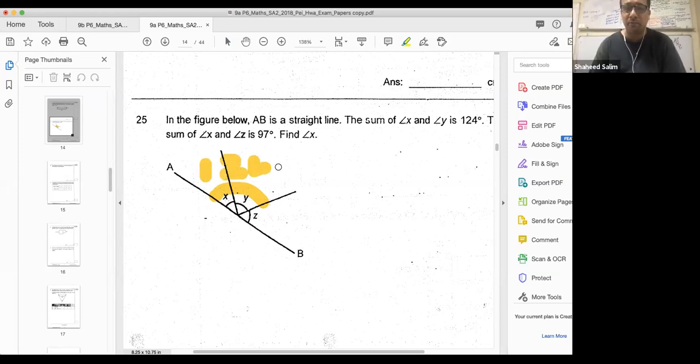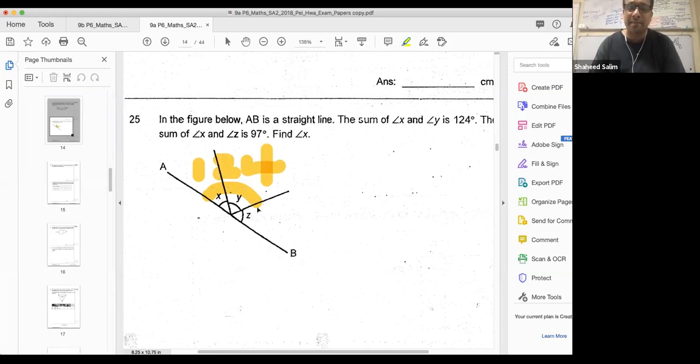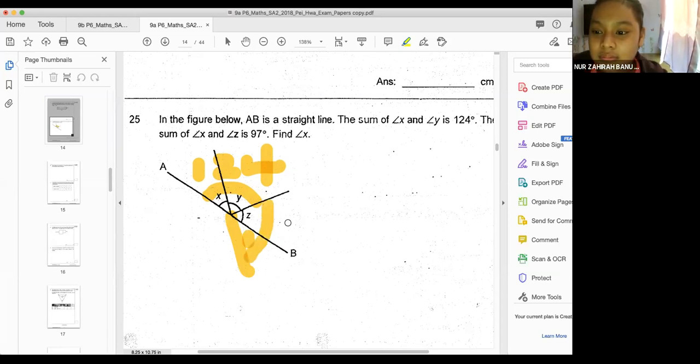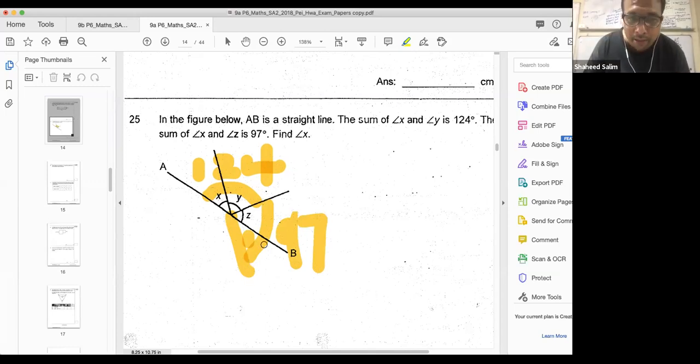So this is 124. Now they tell you in the next one, X plus Z. This is Z. I'm going to draw another X out here. This is X. This is X. X plus Z is how much, Shafika? 97. Okay, that's good. So all together from here to here, you take 124 plus 97, get 221.